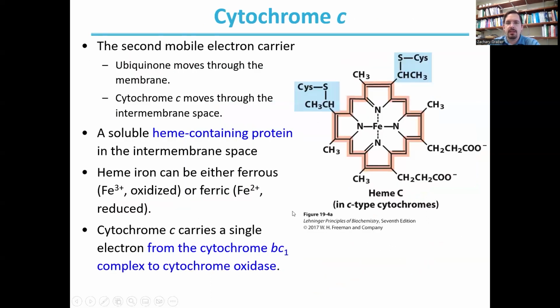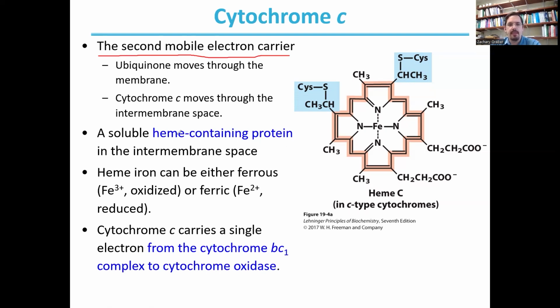Cytochrome C is a little bit unique in our transport chain. It's the second mobile electron carrier. Our ubiquinone was the first electron carrier, but ubiquinone, since it has that lipid nature, only moves through the membrane. Whereas our cytochrome C is actually an aqueous soluble protein that will move through the intermembrane space.